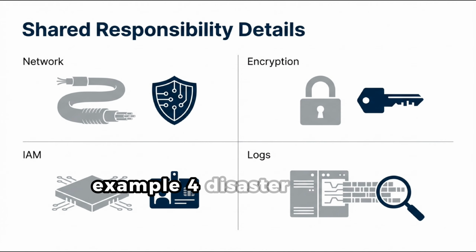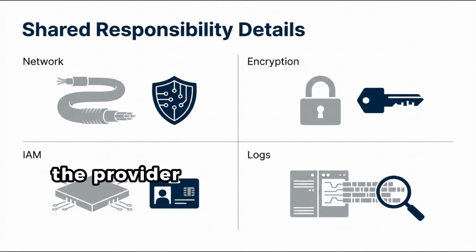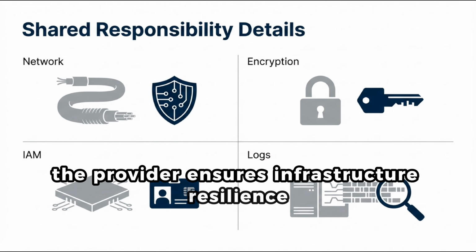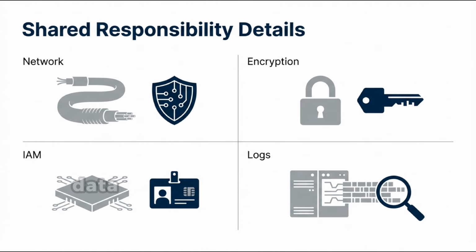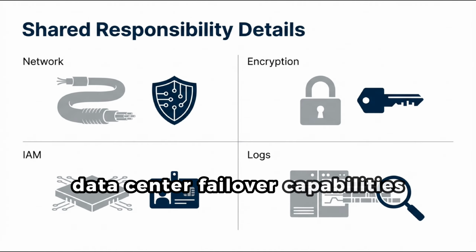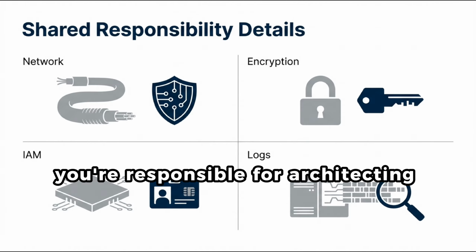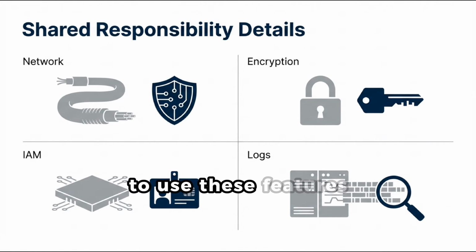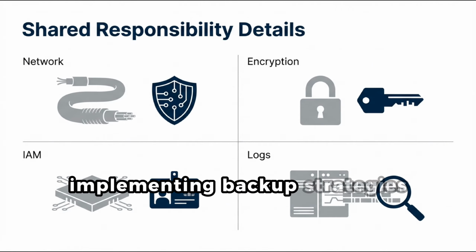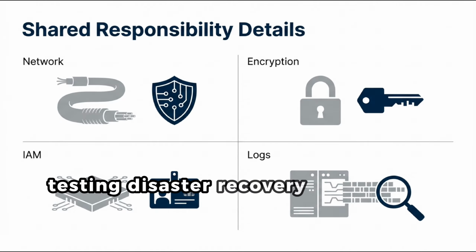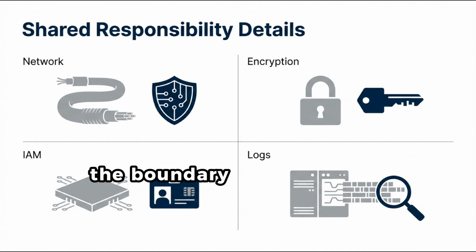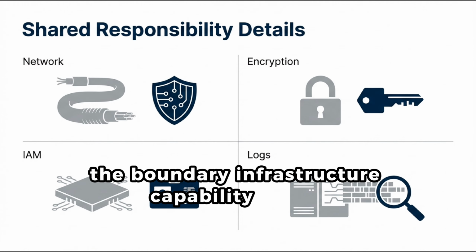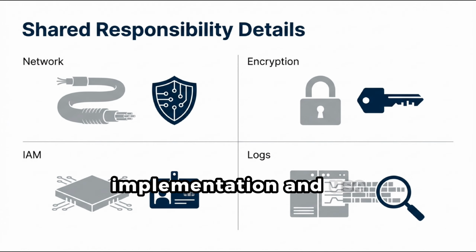Example 4. Disaster recovery. The provider ensures infrastructure resilience, multiple availability zones, regional redundancy, data center failover capabilities. You're responsible for architecting your applications to use these features, implementing backup strategies, testing disaster recovery procedures, and defining recovery objectives. The boundary: infrastructure capability versus implementation and use.